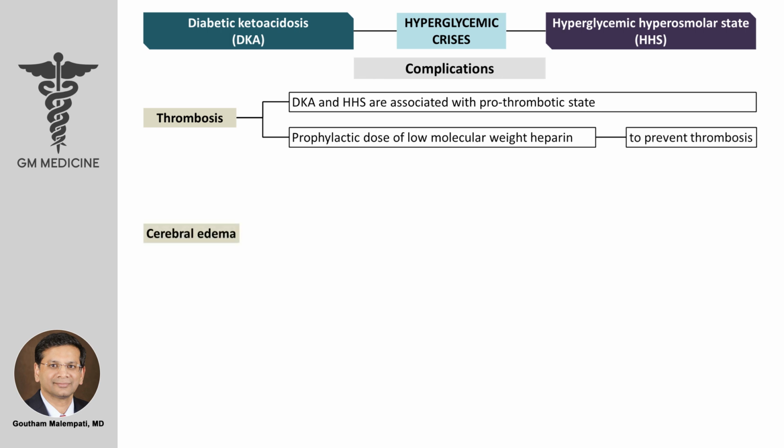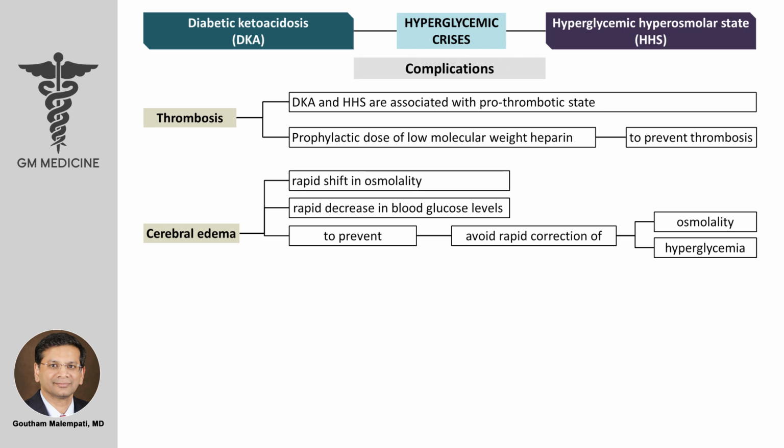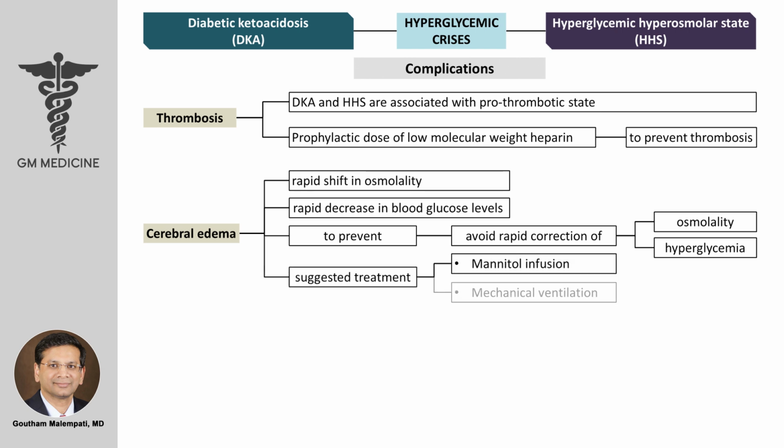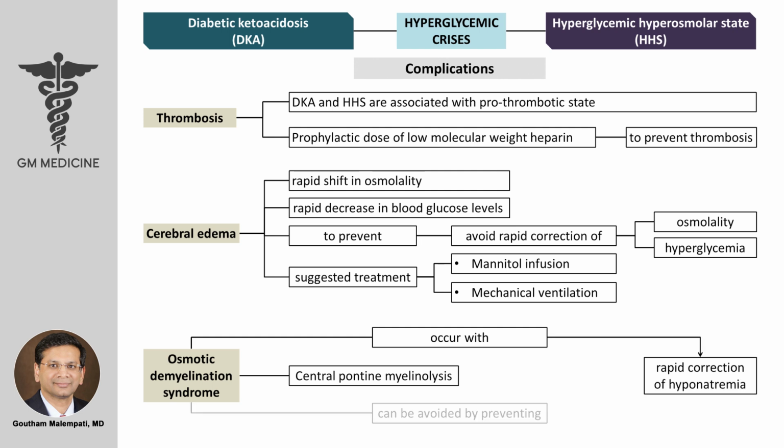Cerebral edema. In patients with diabetic ketoacidosis and hyperglycemic hyperosmolar state, rapid shift in osmolarity and rapid decrease in blood glucose levels can be associated with cerebral edema. In order to prevent cerebral edema, one should avoid rapid correction of osmolality and hyperglycemia. Mannitol infusion and mechanical ventilation are suggested treatment for cerebral edema. Osmotic demyelination syndrome, previously known as central pontine myelinolysis. Osmotic demyelination syndrome can occur with rapid correction of hyponatremia. One can avoid this condition by preventing rapid correction of hyponatremia.